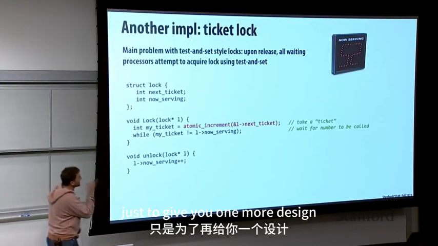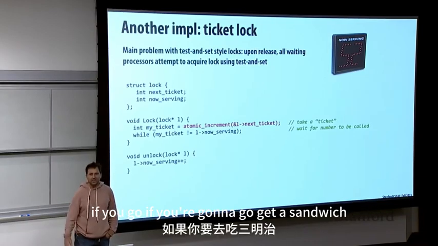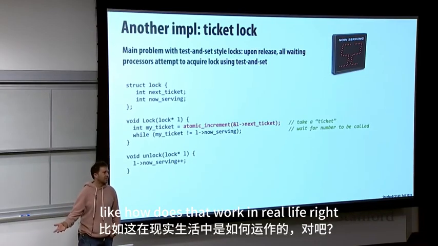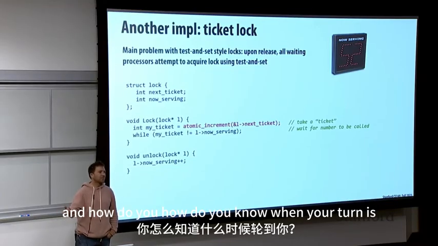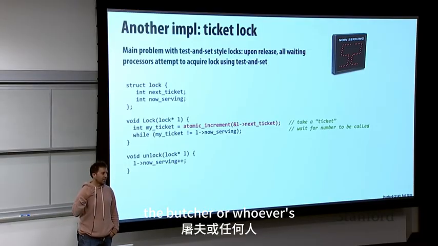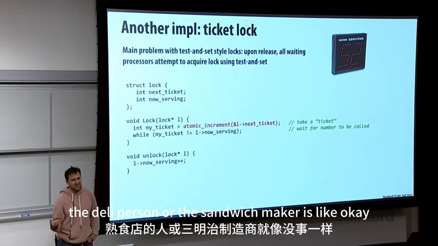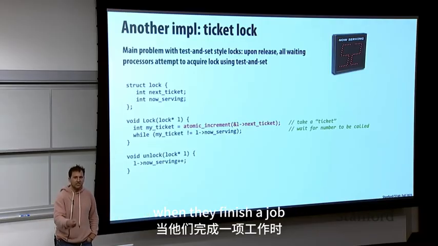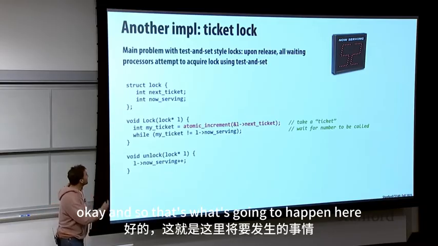Just to give you one more design, here's a different thing that echoes how it might work if you're going to go get a sandwich or you go into the deli counter. How does that work in real life, right? You show up at the counter, and how do you know when your turn is? You take a ticket, right? And so the deli person, when they finish a job, increments the current pointer. That's what's going to happen here.